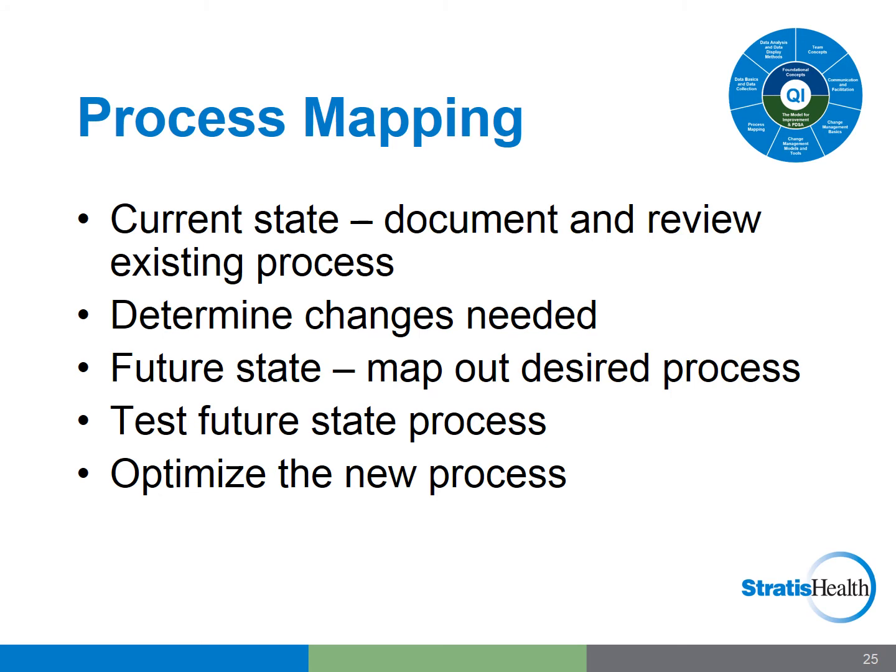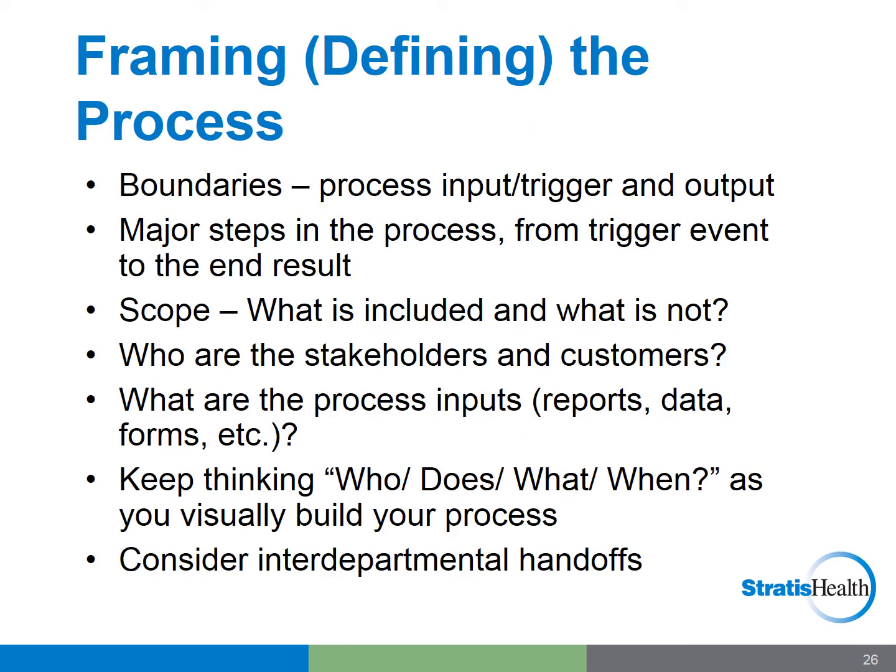As a quick refresher, we want to frame the process by identifying boundaries, process input or trigger, and output, major steps in the process from the trigger event on through to the end result or output, what is included and what is not in the scope of this process, who are the stakeholders and customers, do we have any process inputs, reports, data, forms, etc. Keep thinking who does what and when as you visually build your process, and consider interdepartmental handoffs.